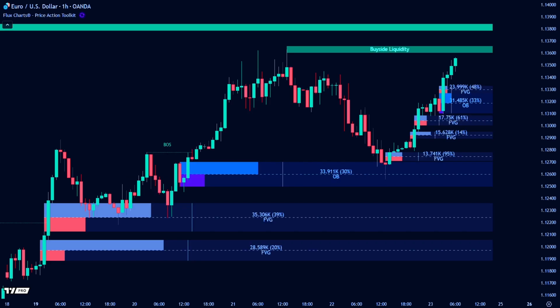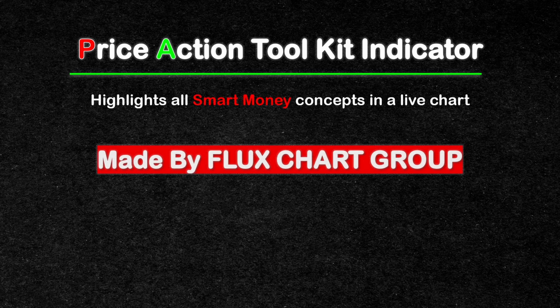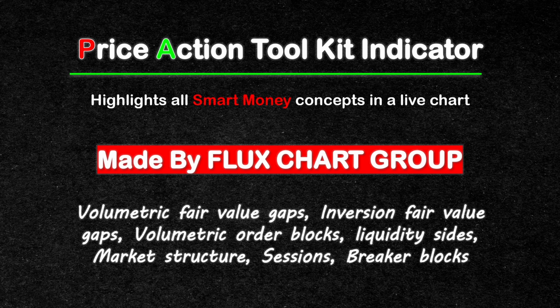Just look how it highlighted volumetric order blocks and fair value gaps from the previous week's chart that are being retested by the price. Considering the volume traded and the percentage between buyers and sellers will help you identify a more accurate market direction in this step of the method. By clicking on Settings, you can adjust it based on your strategy. This indicator will highlight every smart money concept, including volumetric fair value gaps, inversion fair value gaps, volumetric order blocks, liquidity sides, market structure, sessions, and breaker blocks, for you automatically.